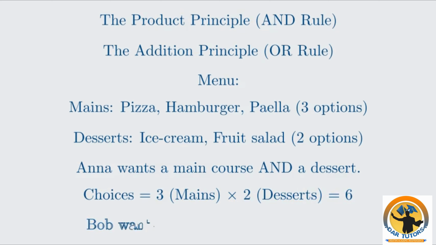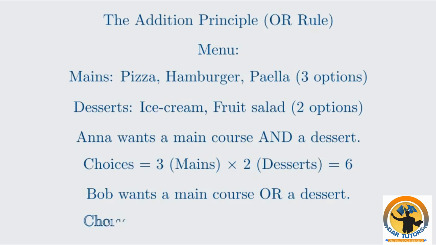Now, let's consider Bob. He wants to order either a main course or a dessert. How many different orders can he make? Bob is choosing from the entire list of items. He can pick any of the 3 main courses, or any of the 2 desserts. He's not combining them. The total number of choices is the sum of the number of options for each part. That's 3 plus 2, which equals 5. This is the addition principle.